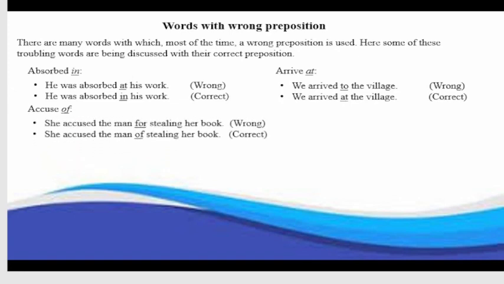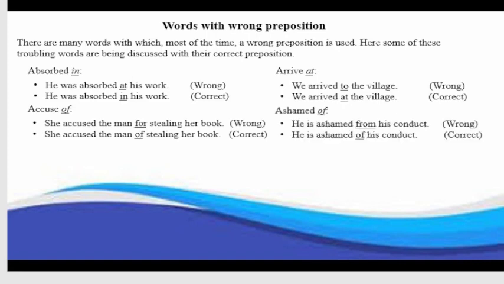Preposition of should be used after the word accuse. For example, she accused the man for stealing her book is a wrong sentence, and she accused the man of stealing her book is a correct sentence.